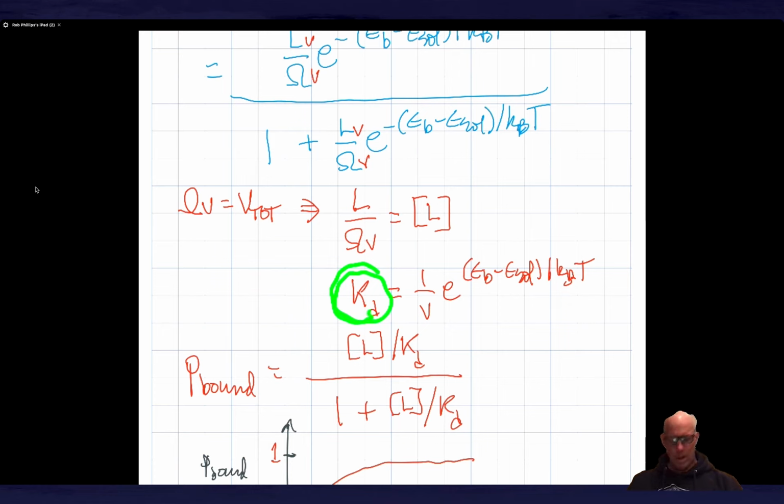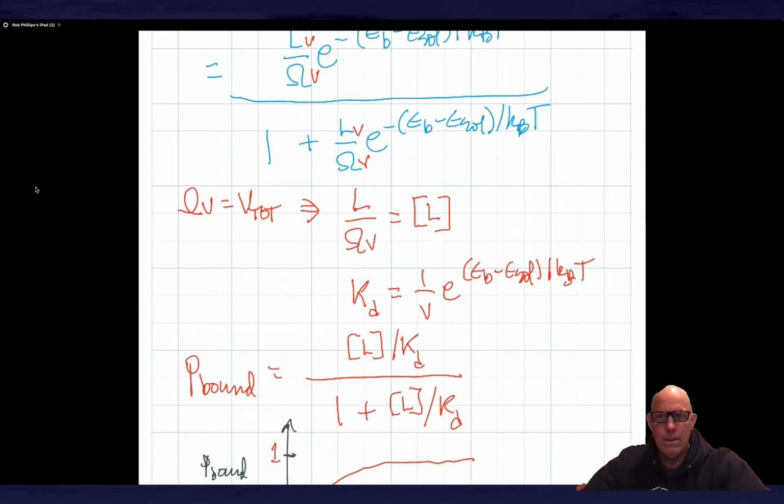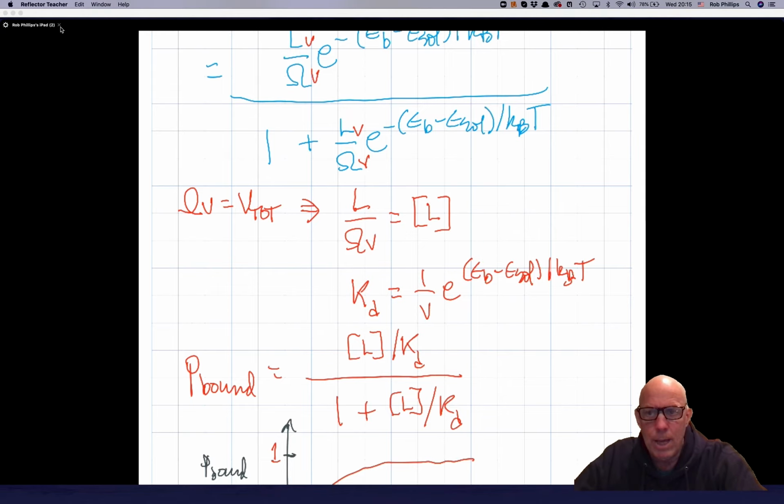So epsilon b is smaller than epsilon solution, so this thing up here is negative. So I have e to the minus something, and the larger that something is, the smaller Kd will be. So the more tightly bound something is in terms of epsilon b, the more negative epsilon b is, the smaller Kd will be. And they're exponentially related to each other. So that's what I have to say about this category of binding problems.